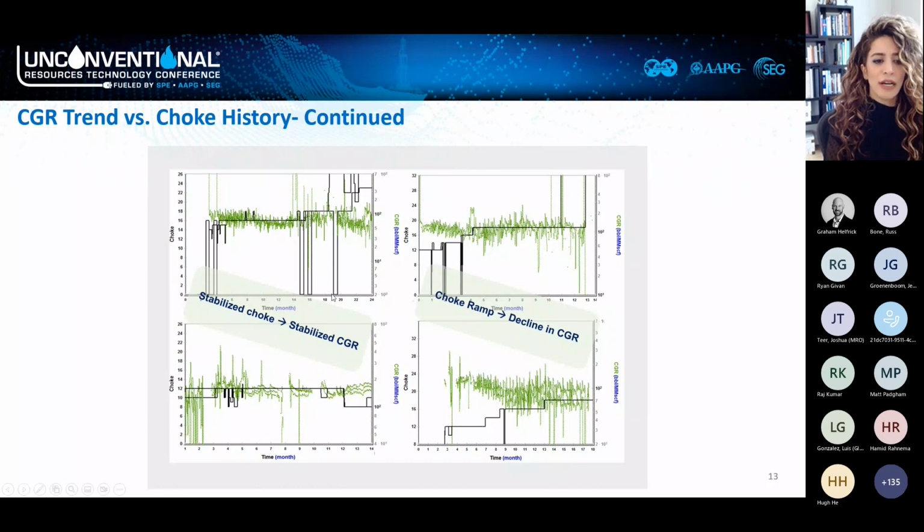More examples here, again from Eagle Ford. You can see that in the left side, these 2 wells that I'm showing you here are showing the same correlation. A stabilized choke is showing a stabilized CGR, whereas on the right-hand side for these 2, and excuse me, these are not wells, these are paths of wells in the Eagle Ford. So there's multiple wells shown together from the same path. And again, on the right side, we can see that a ramp up in choke size has an effect in how the CGR will keep decreasing. And as soon as the choke stabilizes, we can see that CGR will stabilize.